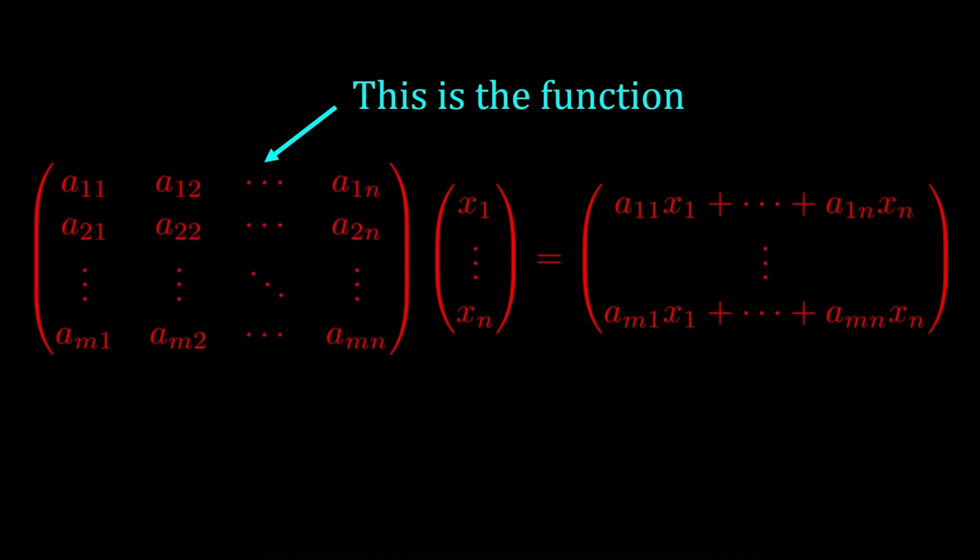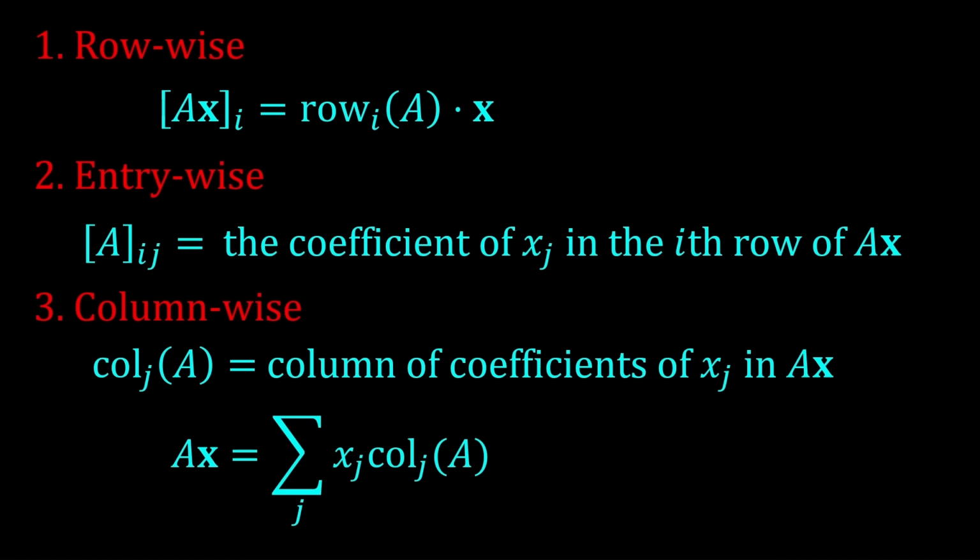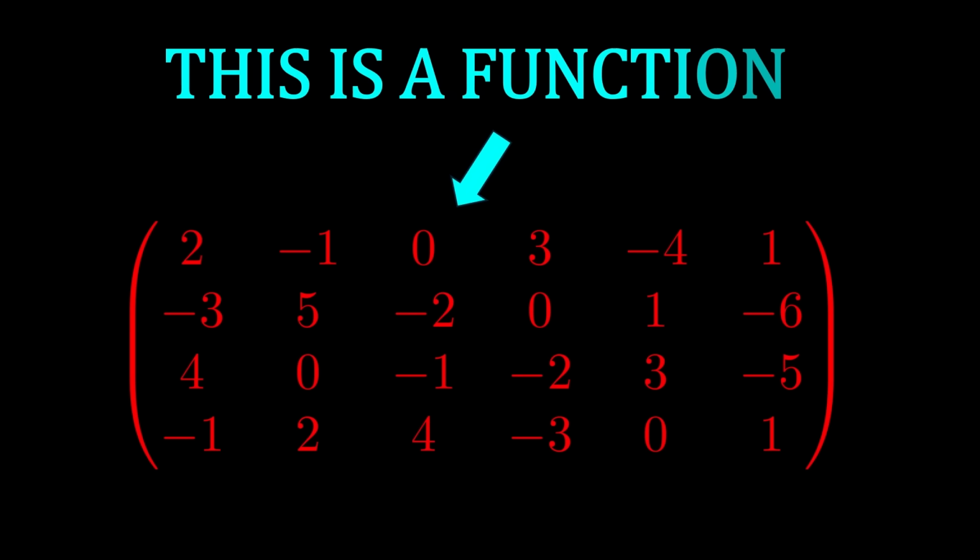So the main takeaway from this video is that a matrix is a grid of numbers, but it can act as a function from n variables to m variables with some nice linear properties. And also these 3 things about the row, entry, and column interpretations of the function, these are really important. So next time you see a matrix, remember, it's not just a grid of numbers, it's a function.